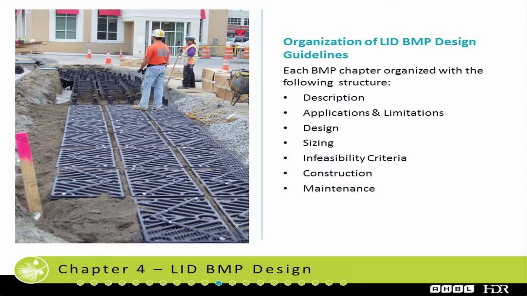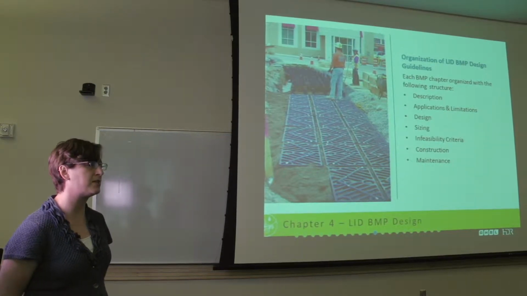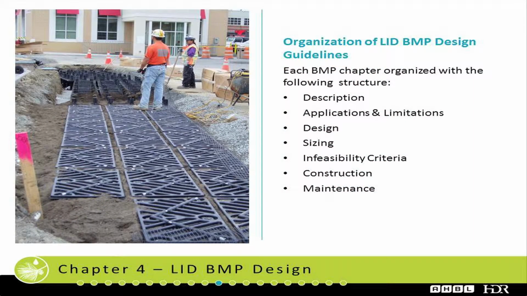So, organization of the LID BMP design guidance: each BMP chapter is organized with the same structure, and that structure includes a description of the BMP, discussion of applications and limitations, design guidance, sizing guidance, and/or guidance on how to adjust your hydrologic model to account for credits associated with these facilities. We list infeasibility criteria for each BMP, which is largely adopted from the Western Washington Stormwater Management Manual, but made relevant to Eastern Washington. We also discuss construction and maintenance, and then we also have an appendix on maintenance that goes into quite a bit more detail than you'll find in Chapter 4.